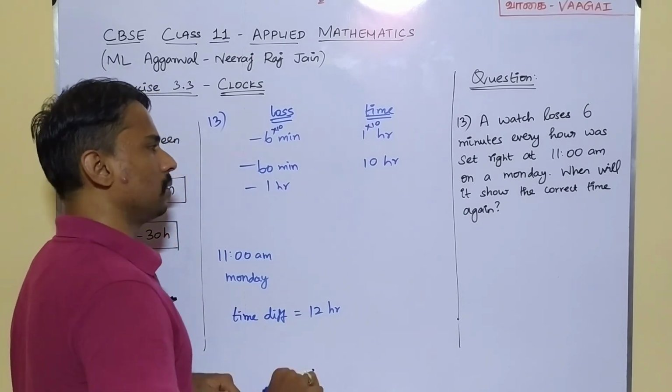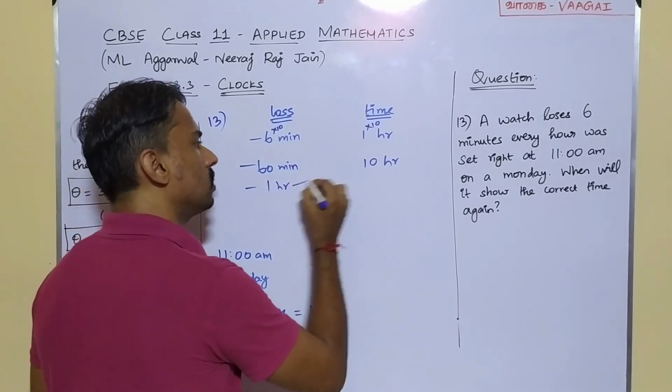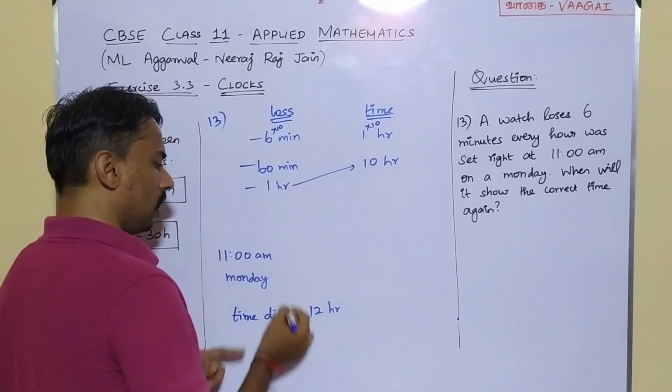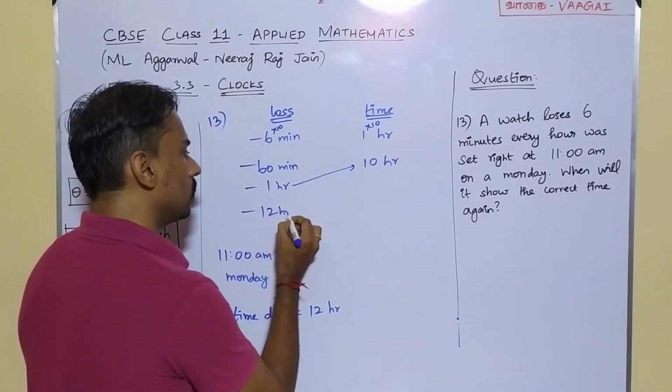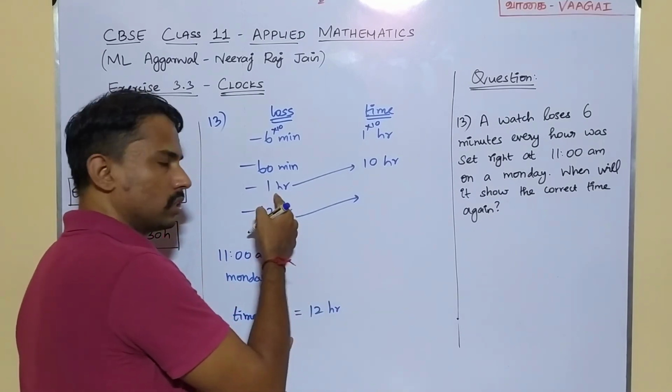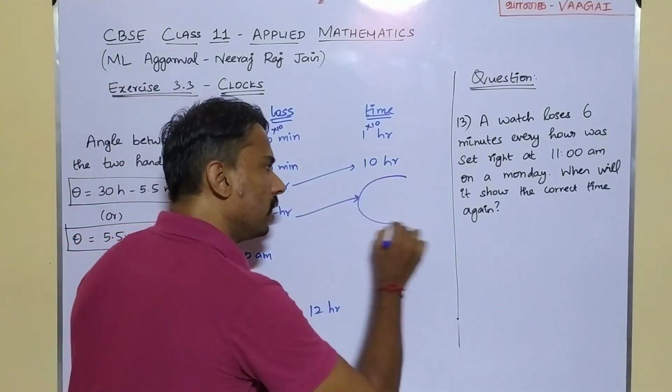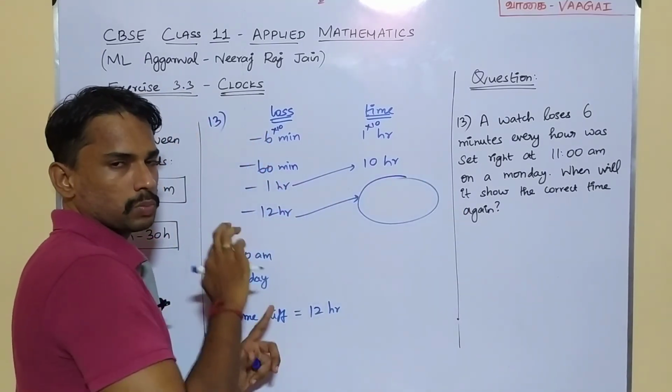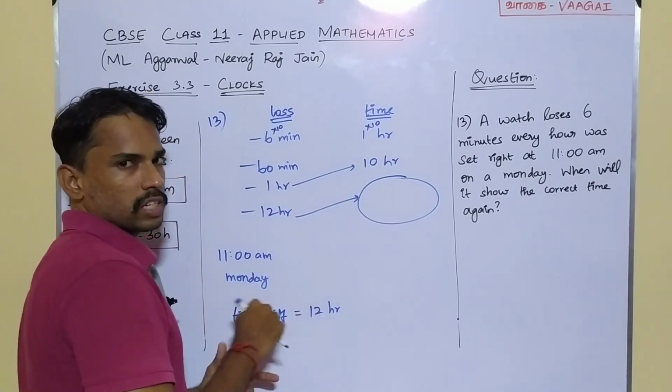Okay, now our question becomes very simple. So in 10 hours this is going to lose 1 hour. Then if I want to lose 12 hours, how much time should it run? This is my question. So for 10 hours it is going to lose 1 hour. Then for how many hours will it lose 12 hours? This is my question. So now we will compare. Okay, shall we compare this?